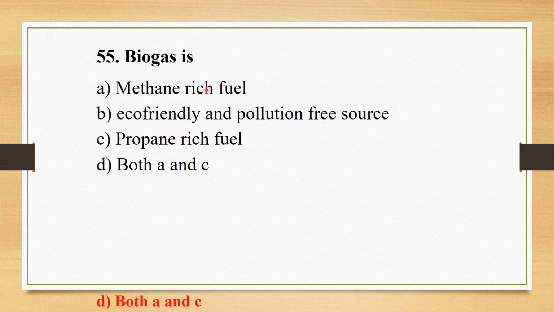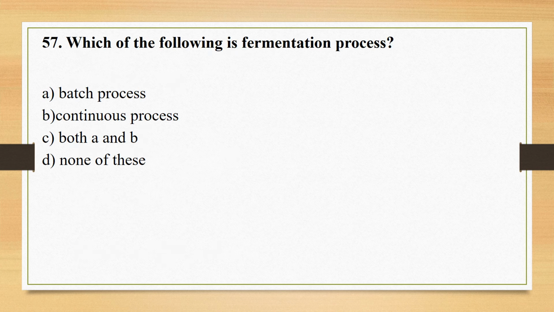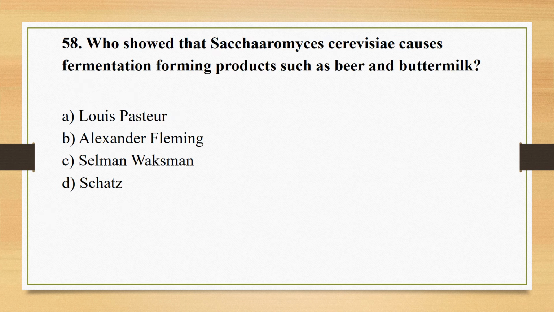Biogas: both A and C are correct. Methane rich and propane rich fuel. A higher value of biological oxygen demand (BOD) shows that it is highly polluted. Which of the following is a fermentation process? Both A and B are fermentation processes. Batch process and continuous process are both fermentation processes.